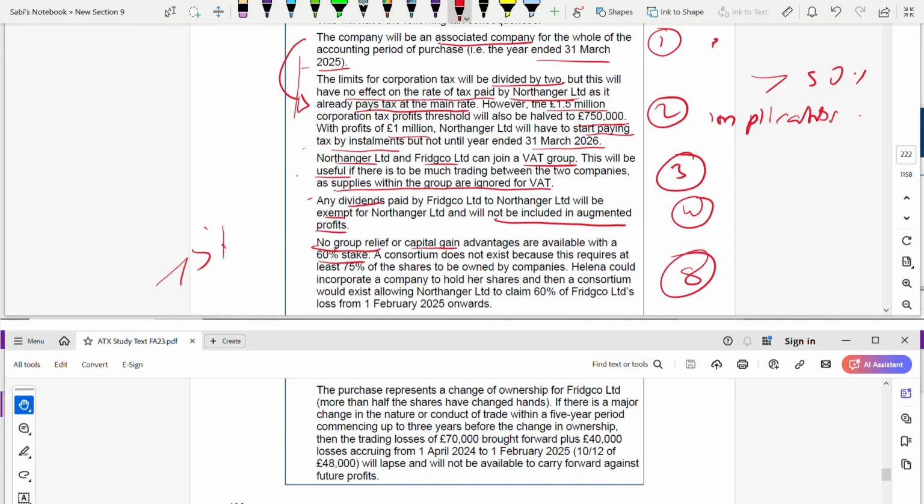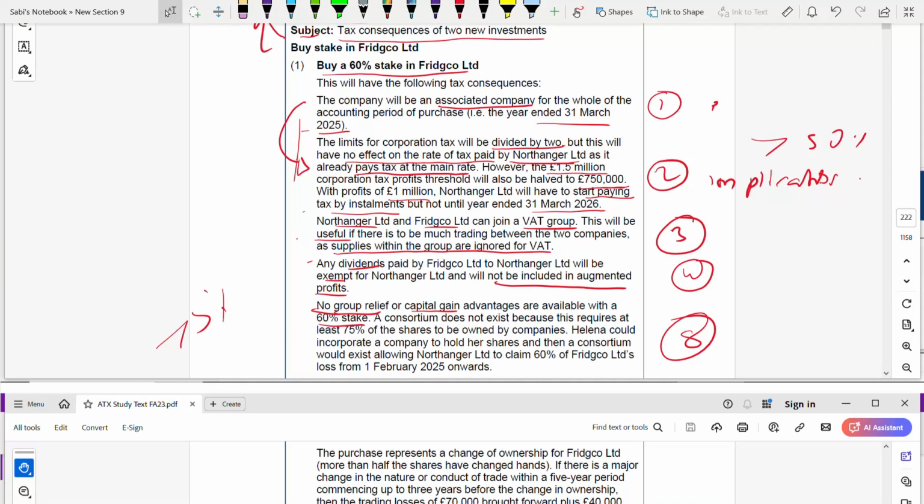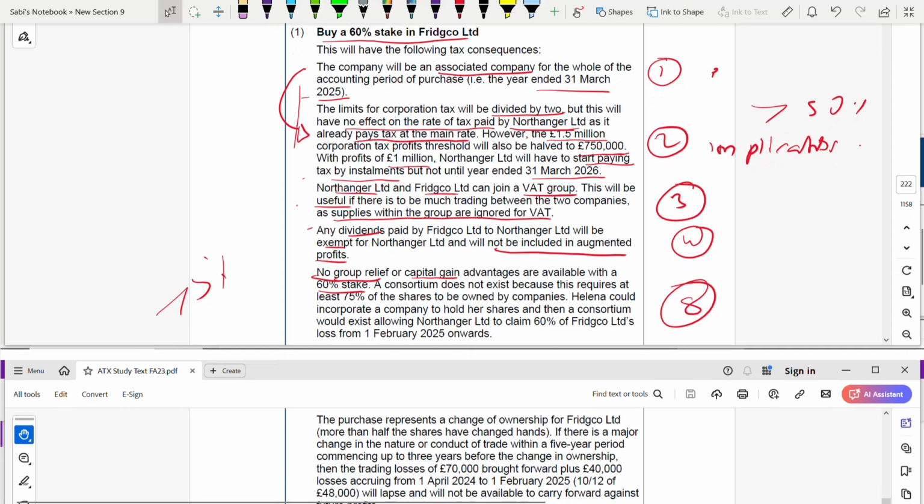You see, from the first line itself, I am able to tell what the paragraph is about. For example, the first paragraph is about associated company. Second is about dividend, the corporation tax rate. Third, VAT group. Fourth, augmented profit. Fifth, reliefs, types of reliefs, because they are a group, so group relief.